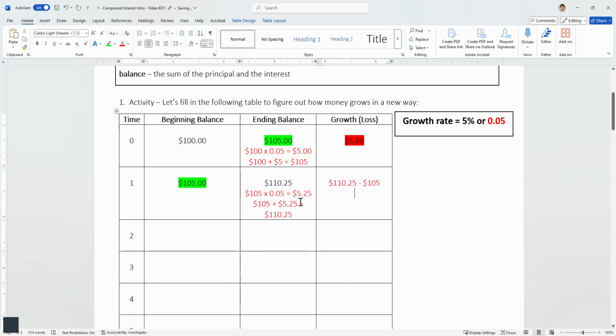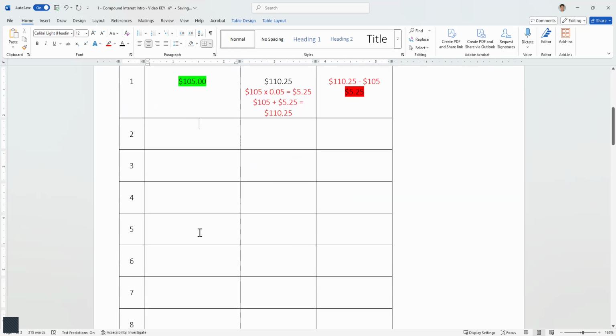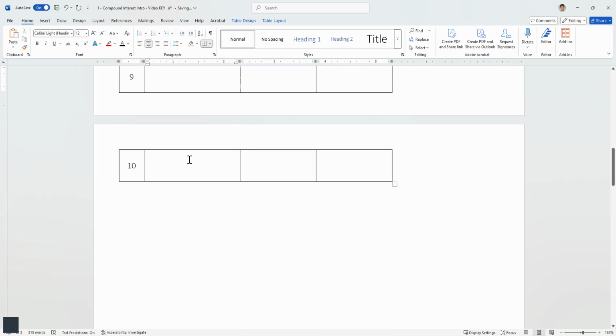Or you could just copy and paste what you have here, right, to here. So that's going to be my growth. And let me put that back in black and then red. Okay, so that's kind of my growth. So you're going to keep doing this over and over and over until you get to time period 10. Okay, so that's kind of cool.